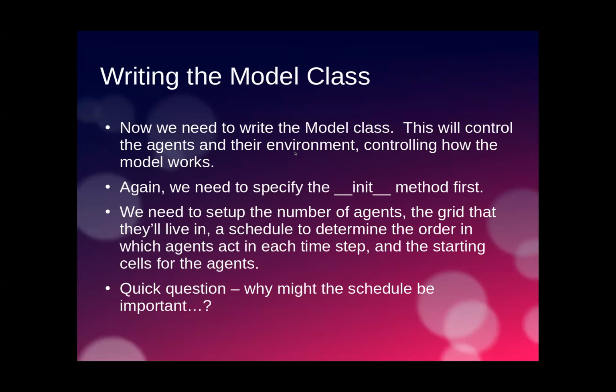So again, because we're writing object-oriented code, we need to specify the constructor, the init method first. And in the init method, we're going to need to set up the number of agents that we want, the grid that they'll live in, a schedule to determine the order in which agents act in each time step, and that schedule will be the thing that calls the step method that you've just written, and that in turn will call its own behavior methods, like moving and infecting. And we also need to work out the starting cells for the agents, where they're going to start.